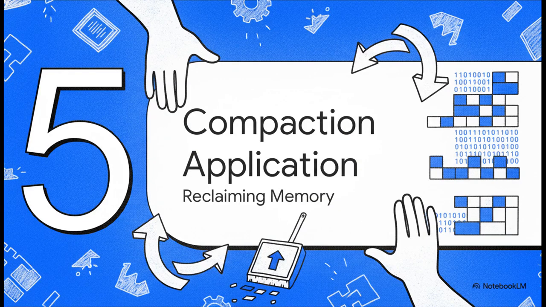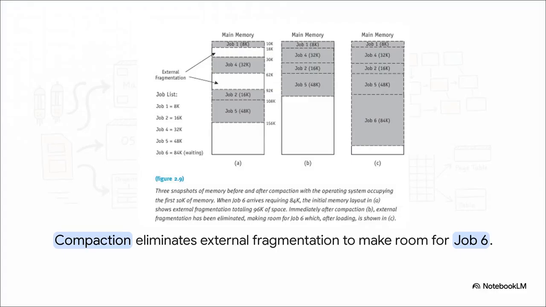Section 5. Real-world application, compaction. So, how do we actually clean up all these unusable fragments and slivers in the real world? How do we reclaim that wasted space? Well, using the fourth evolutionary scheme, relocatable dynamic partitions, the operating system performs compaction. You probably know this from the real world as defragmentation.